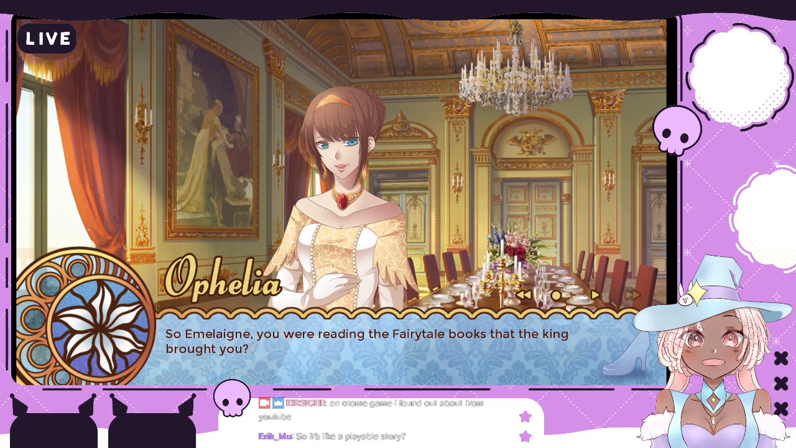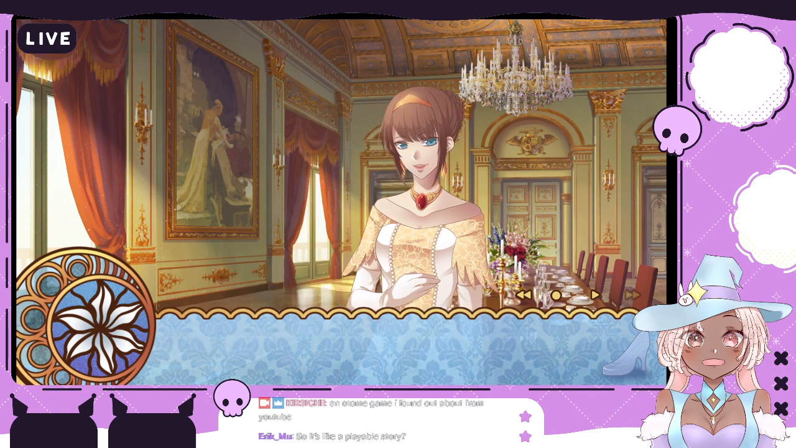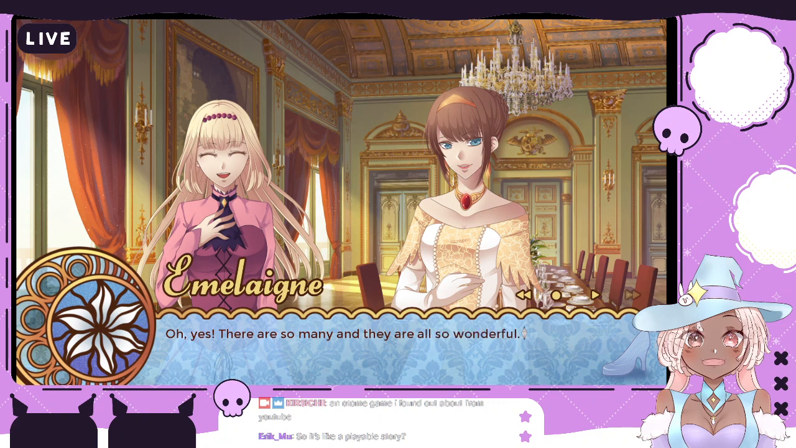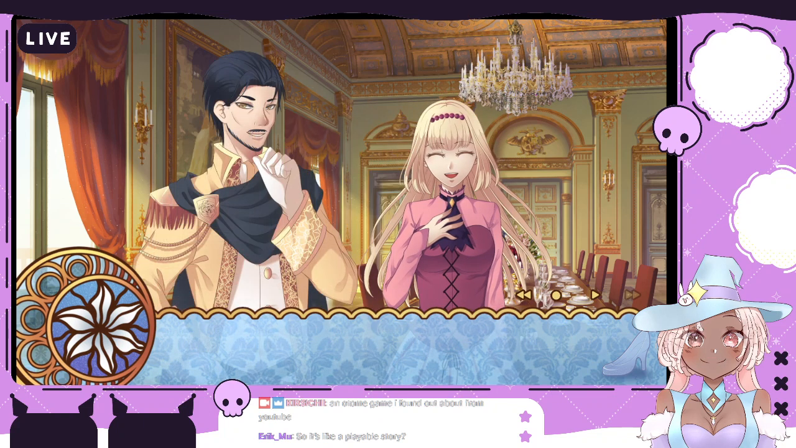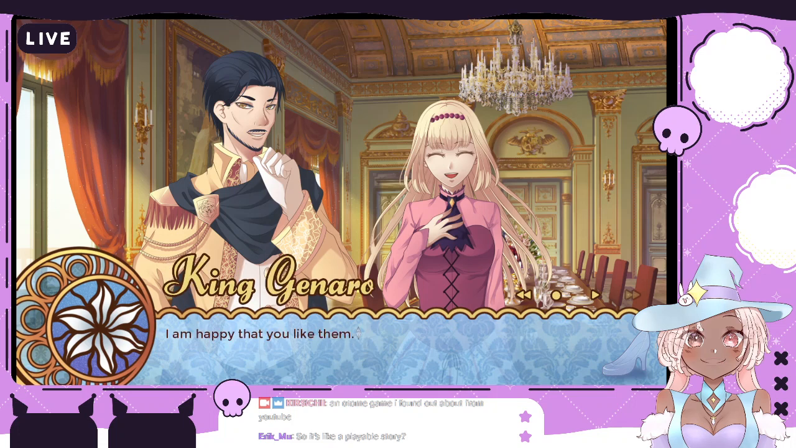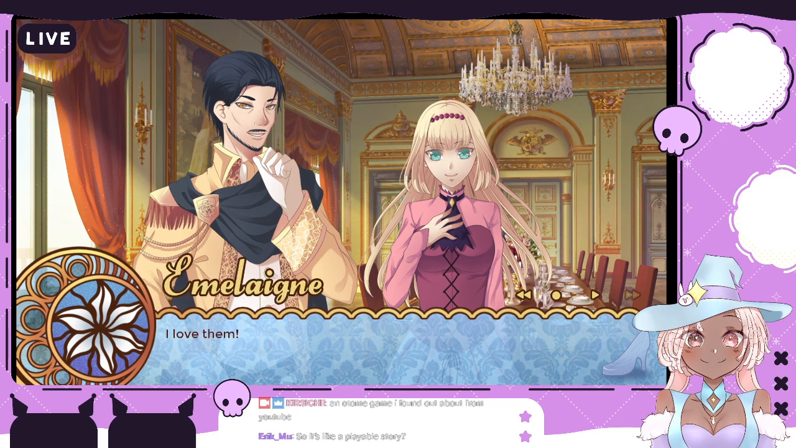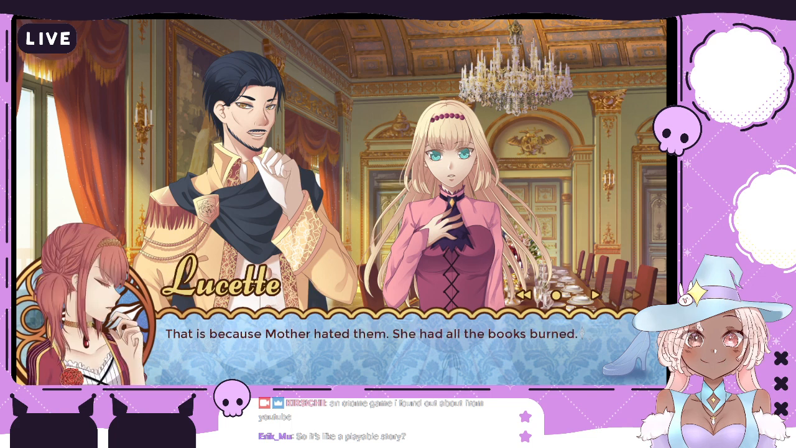So, Emmeline, you were reading the fairy tale books that the king brought you? Oh, yes, there are so many, and they are all so wonderful. Thank you so much, Father. I'm happy that you like them. I love them. It's so strange that the library didn't have any of them to begin with. That is because Mother hated them. She had all the books burned.